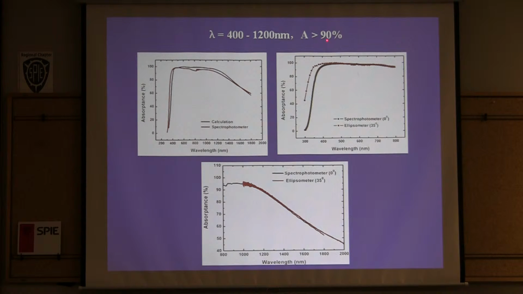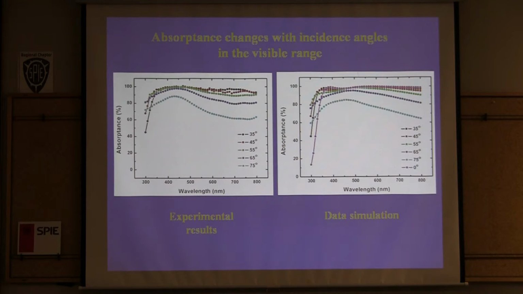Absorption is more than 90%. If we change the incident angle, we also measured it. If the incident angle increases, the absorption will decrease. But if the angle is not very large, in the range of 35 degrees, it is almost the same, very high. That's the experiment data, and that's the simulation data.